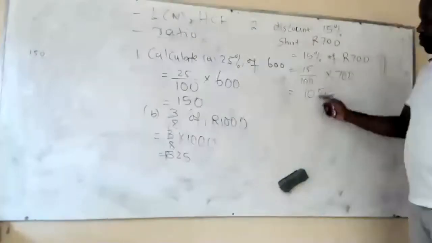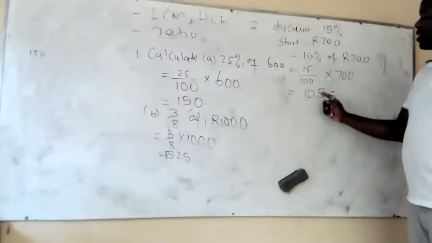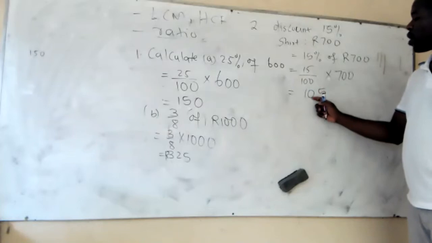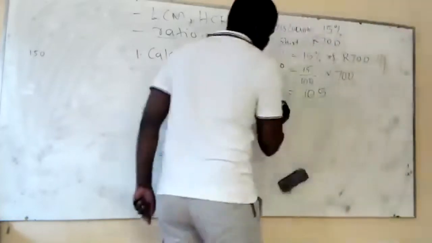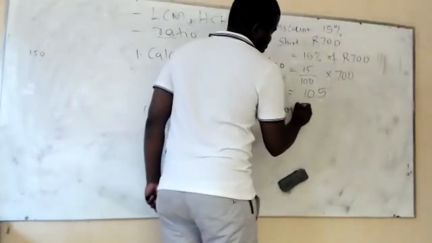It is the amount of the discount. Yes, it's the amount which is discounted. So after the discount of 105 rand, what is going to be the amount of the t-shirt? That is what we're supposed to answer.